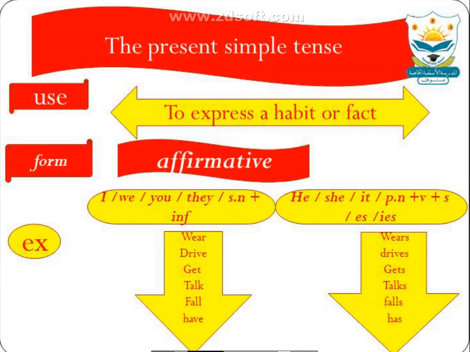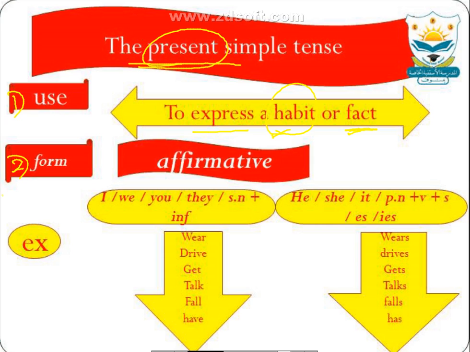Today we are going to talk about the present simple tense. The present simple tense. Number 1, use. We use present simple tense to express habit or fact. Habit means regular action, something you do in a repeated way. Fact means reality or truth. Okay.